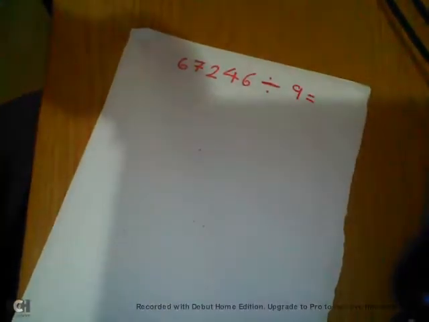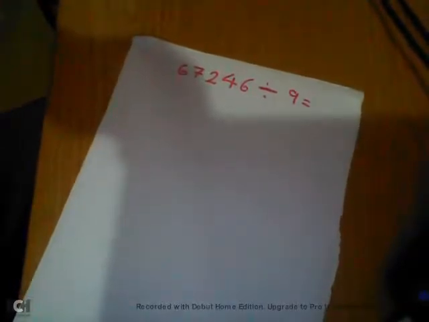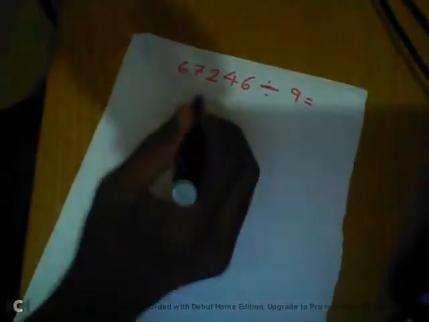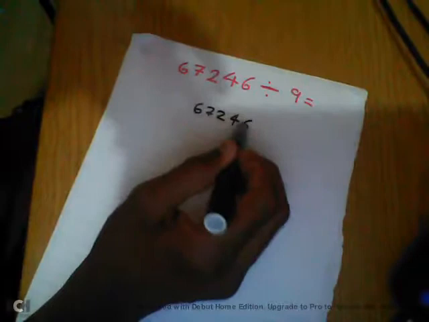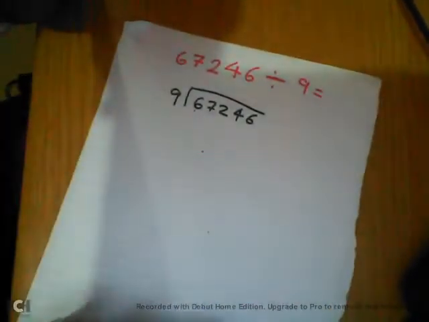Let's change your pen now, and write with the black pen. Okay, so let's put it in long division: 6, 7, 2, 4, and 6 divided by 9. So 6 divided by 9 is too small.